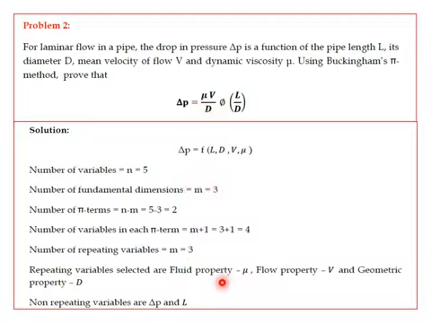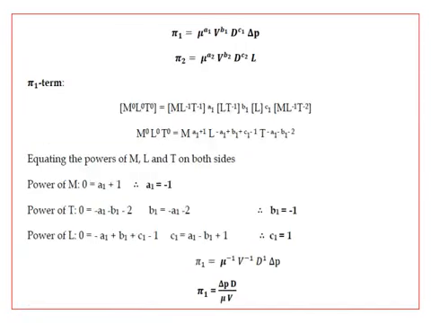So we have to select correctly. One is the fluid property, another is the flow property, and the other is the geometric property. Here, since rho is not there, mu is there, so this can be taken as the fluid property, v is the flow property, and d can be taken as the length property. So mu, v and d are the repeating variables, and the non-repeating variables are the other two, which are delta p and l. So pi 1 can be written as mu to the power of a1, v to the power of b1, d to the power of c1, delta p, and pi 2 can be written as mu to the power of a2, v to the power of b2 and d to the power of c2, l.